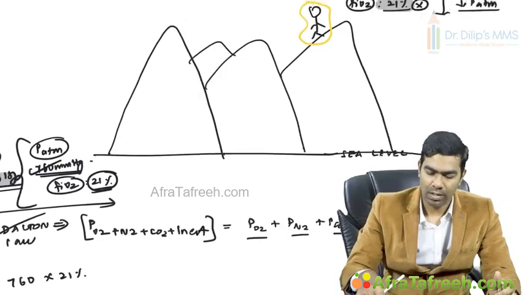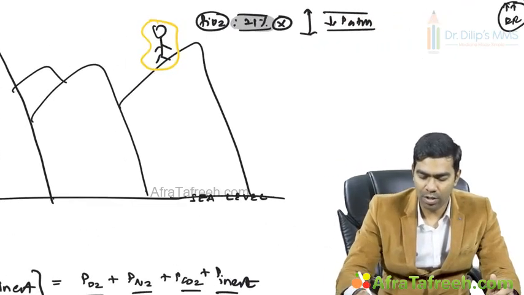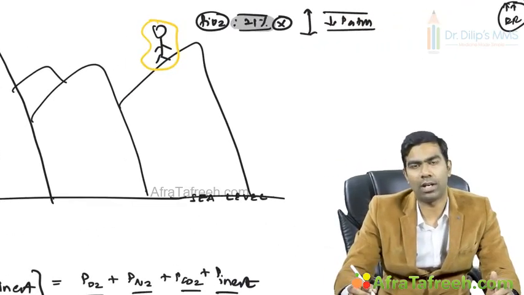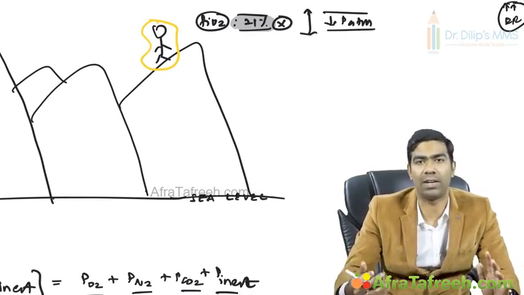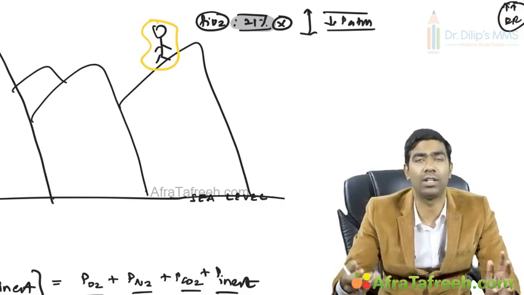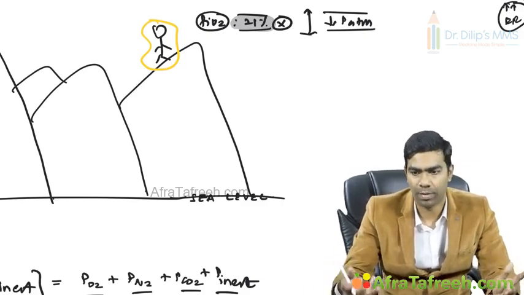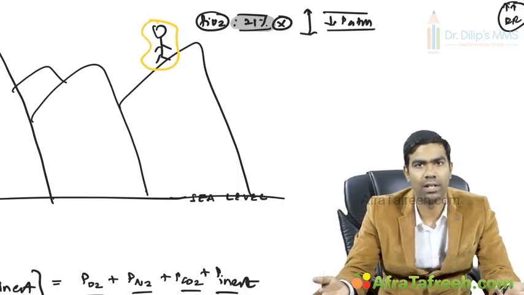Clear? Now when you move to high altitude, the atmospheric pressure itself, the barometric pressure in the environment, is reducing, because the density of the air molecules reduces. Obviously, you have maximum gravity near the ground.